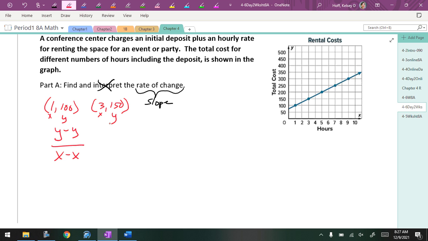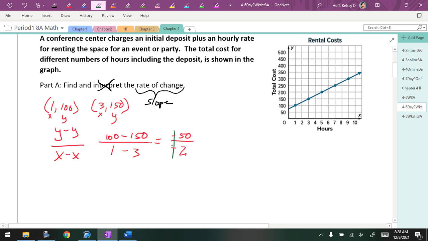All right, Rejoice, I got you one. What'd you guys get? Nope. 100 minus 150 over. Okay. 100 minus 150 is negative 50. 1 minus 3, negative 2. A negative and a negative, what happens there? What's 50 divided by 2? 25. Nicely done, Sarah. Put a box around that. That's my rate of change.